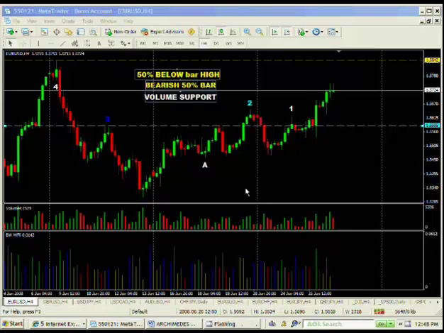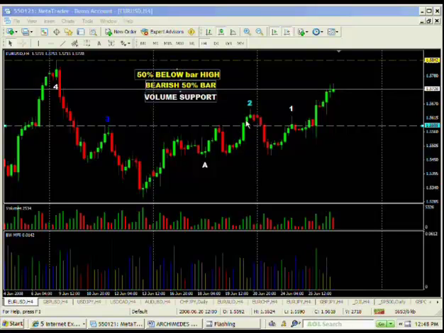Okay then, now let us talk about volume support for a bearish 50% bar. We discussed the characteristics of the 50% bar in earlier sections. Now let's talk about what we want to see as far as volume that's going to support and confirm that 50% bar. The bearish 50% bar will signal the end of an up move and a pending reversal to the downside.